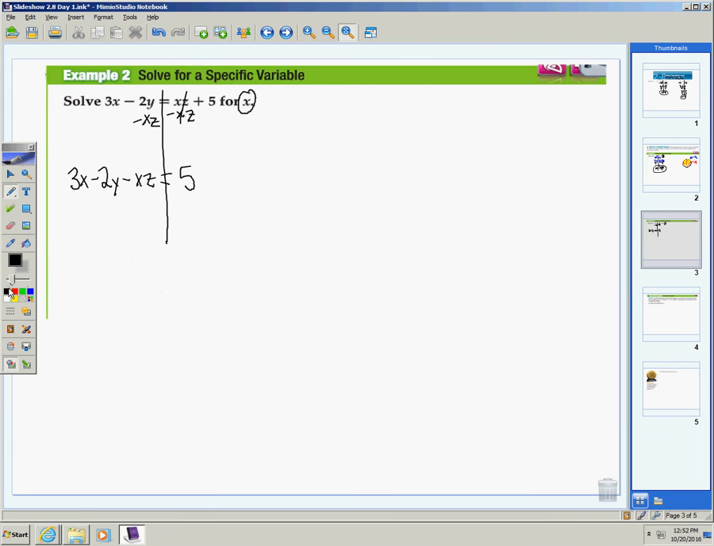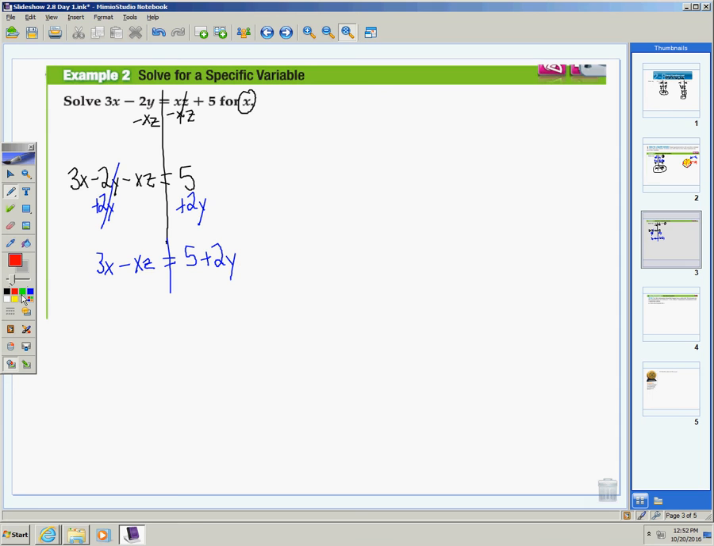Now, I've got this minus 2y over here that doesn't have an x in it, so I want to get rid of that. How do I get rid of minus 2y? I'm going to add 2y to each side. So my 2y's cancel out on the left side, so I'm left with 3x minus xz equals 5, and 5 and 2y aren't like terms, so I just write 5 plus 2y.